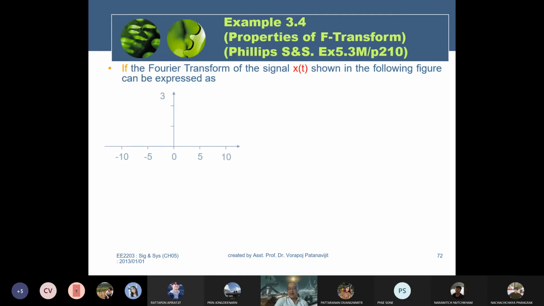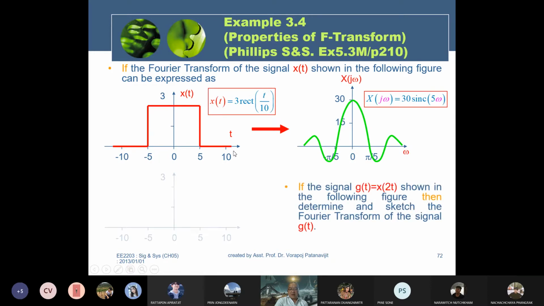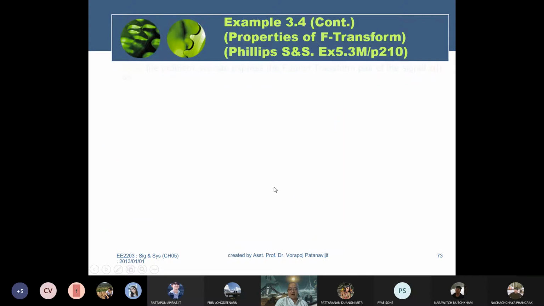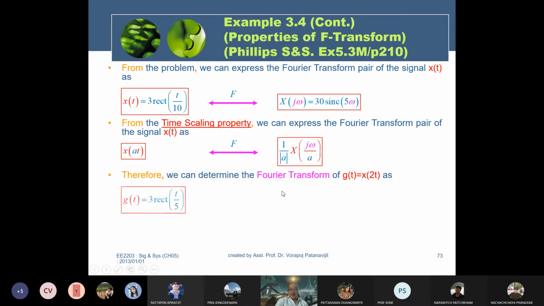If the Fourier transform of the signal x(t) shown in this figure is here, you can see that the Fourier transform of the rectangle gives you the sinc function. The Fourier transform of another rectangle still gives you the sinc function. But in this case, instead of re-integrating every step again, we can take advantage of the previous time scaling. In this case, g is the time scaling of x(t) by half, right?